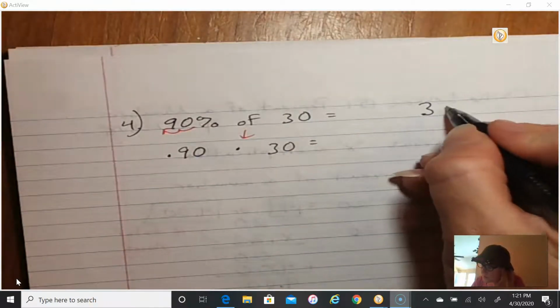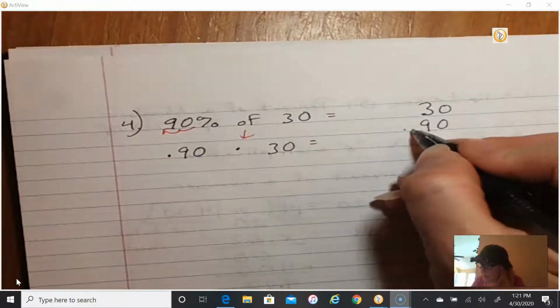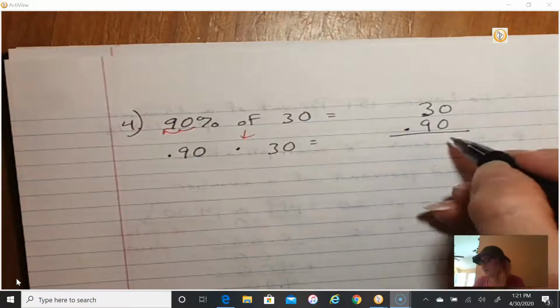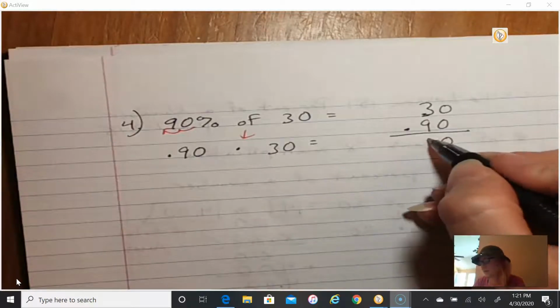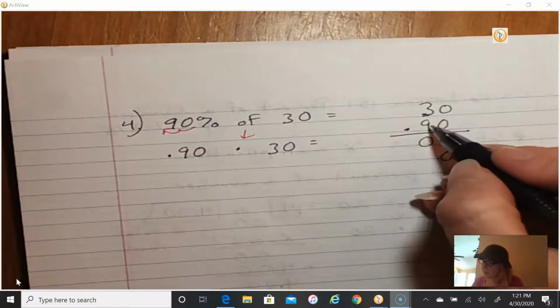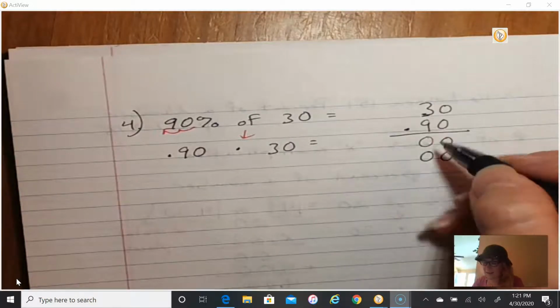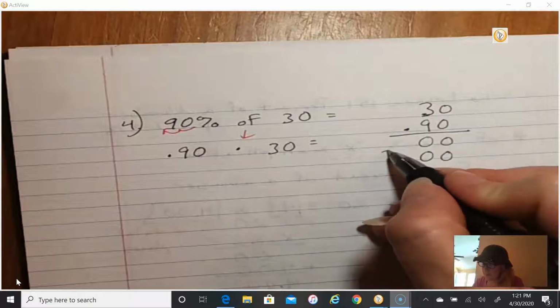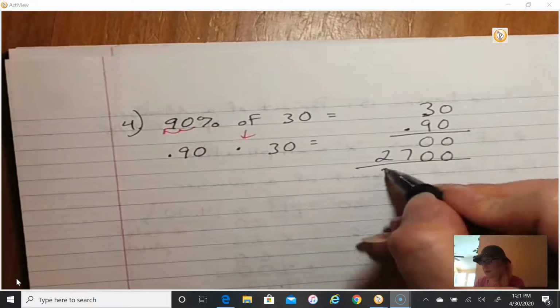So, whoops, 30. I always like putting the decimal on the bottom. I don't know why. Okay, 0 times 0 is 0. 0 times 3 is 0. Placeholder, 9 times 0 is 0. 9 times 3, what is that? 27. Add.